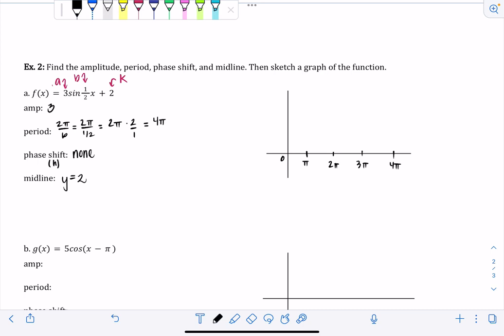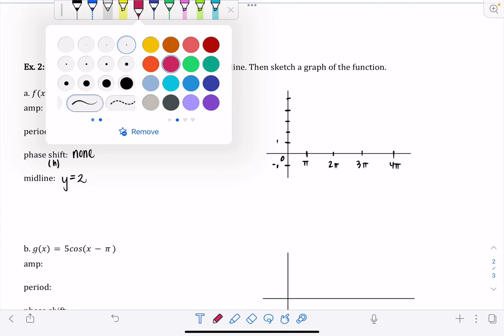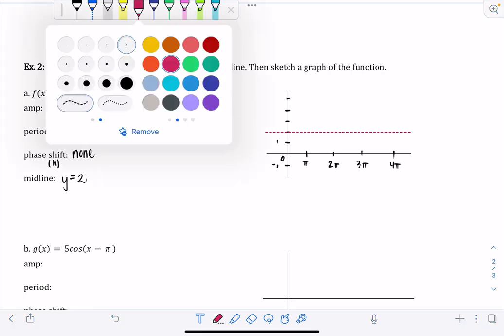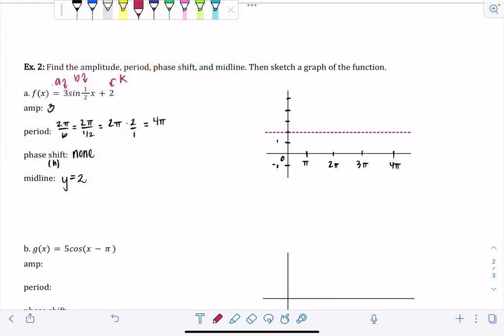I'm going to go ahead and scale the y-axis. We're going to go all the way up to 5, and we just need to go down to -1 on the negative side. So we'll add in our midline. That's at y equals 2. Midline is always a horizontal line. And it's really important that you draw it first. I wouldn't skip it or try to just estimate your graph without it. I would always draw it in there.